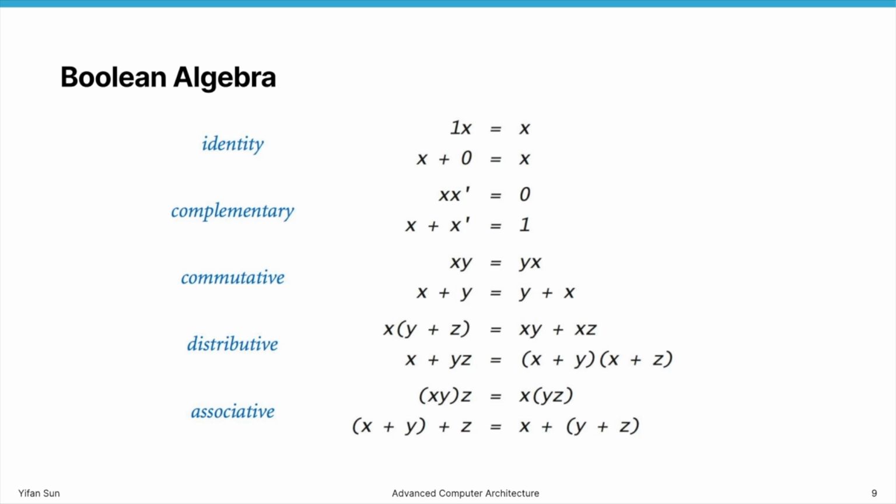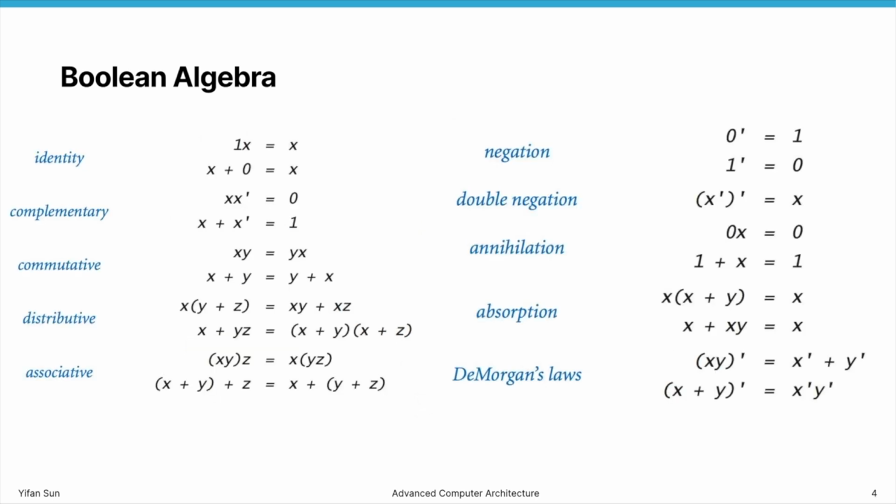Then there are more rules. If we consider 0, then the opposite side of 0 is 1. Then x prime prime is x itself. And this is the other way compared to identity. Absorption: I think these two rules are slightly more advanced and useful. That means if x is already there, x plus y, this is x or y, then x and (x or y) is still x. This y is not useful.